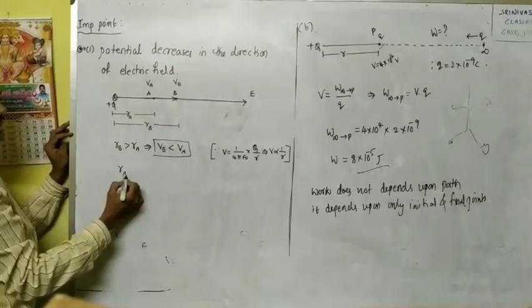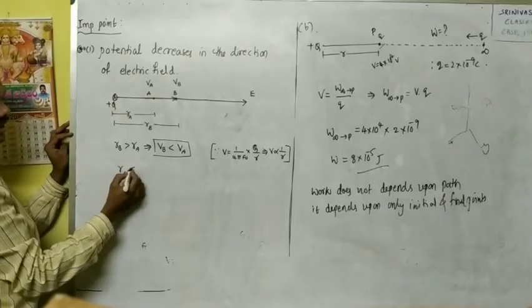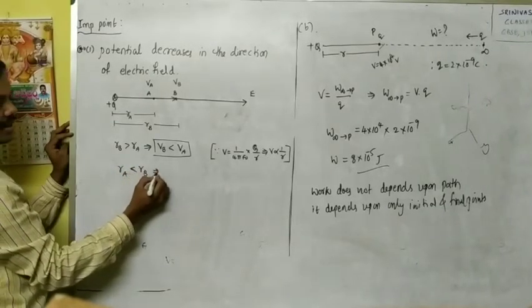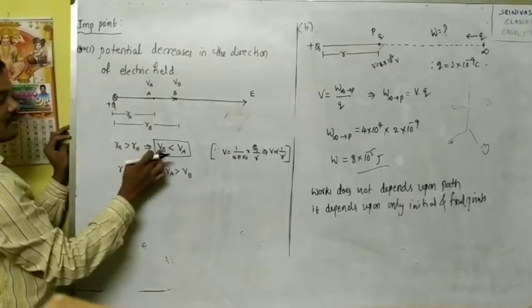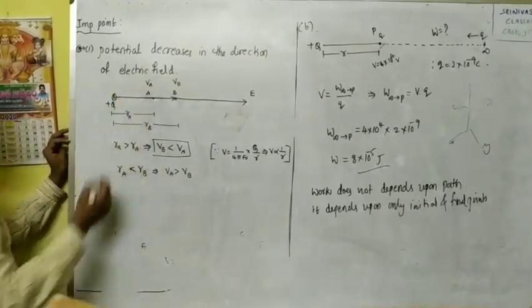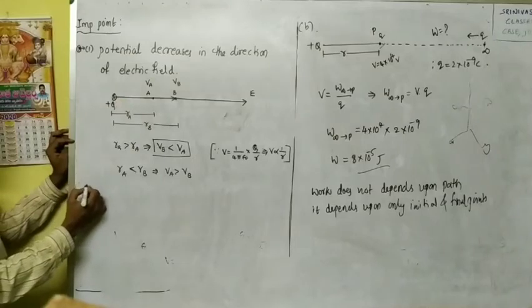This Ra is less than Rb, right? Ra is less means Va is greater than Vb. Reverse relation will be there for the potential. Right? Potential at A is more. And this is the first point.